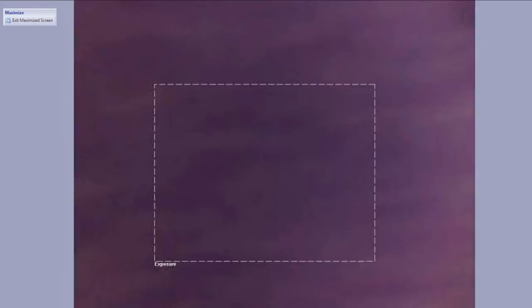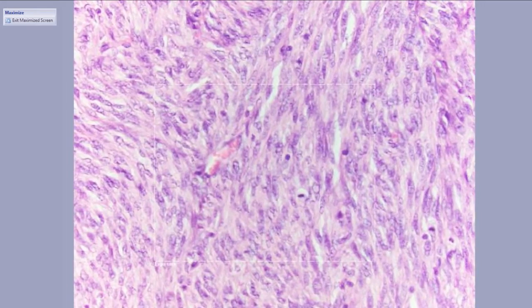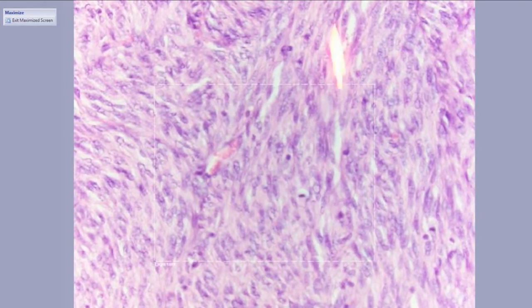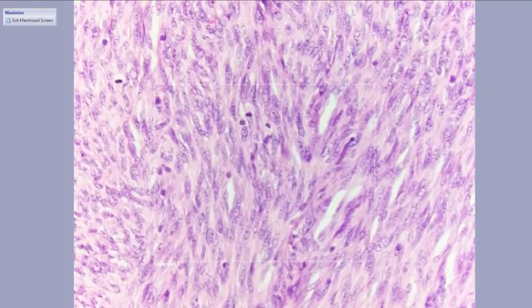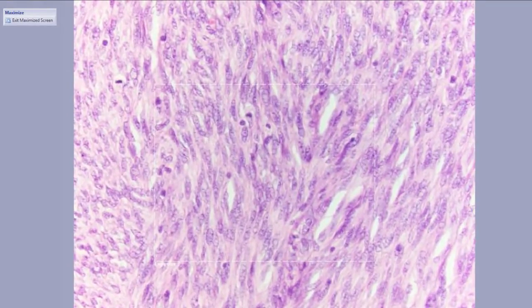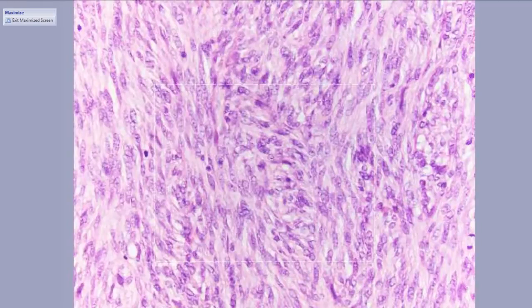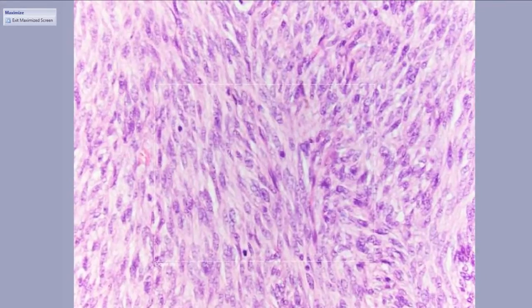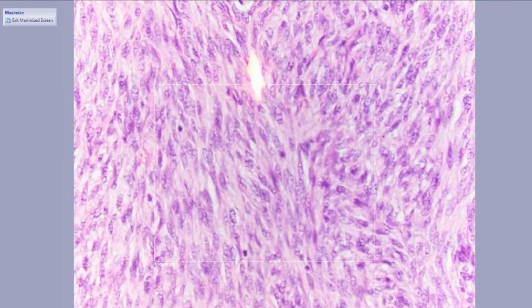Unfortunately, you do need to bother with it because if you actually go in on high power, there's a mitotic figure. There's one up here. There's one right there. This is a very mitotically active GIST. This fooled me at low power, but there's a mitosis. Up there is a mitosis.